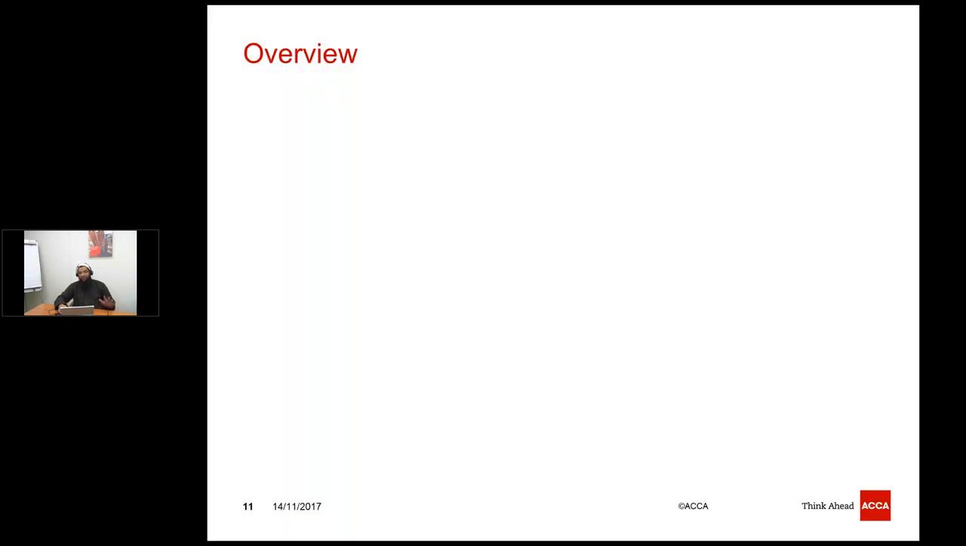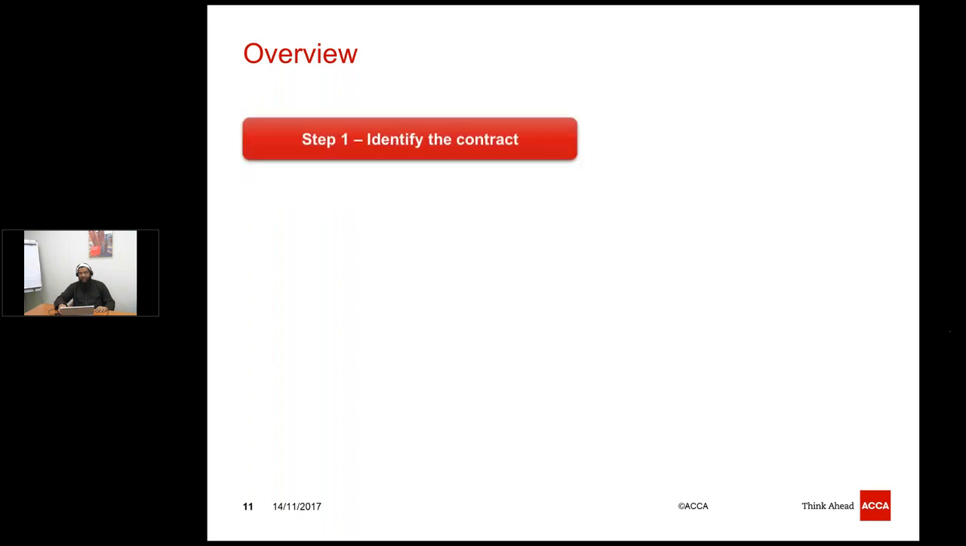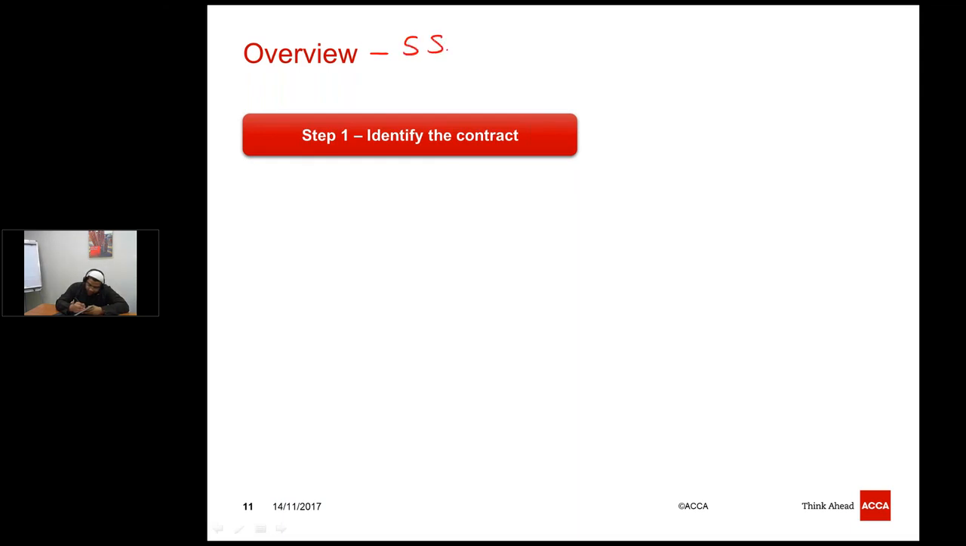Okay, now let's have an overview of IFRS 15. There are actually 5 steps. This is a 5-step model that we are going to discuss for recognizing the revenue. So the first step is to identify the contract. Identifying the contract means checking if the contract is complete or not. A contract is complete when it is approved by both parties.